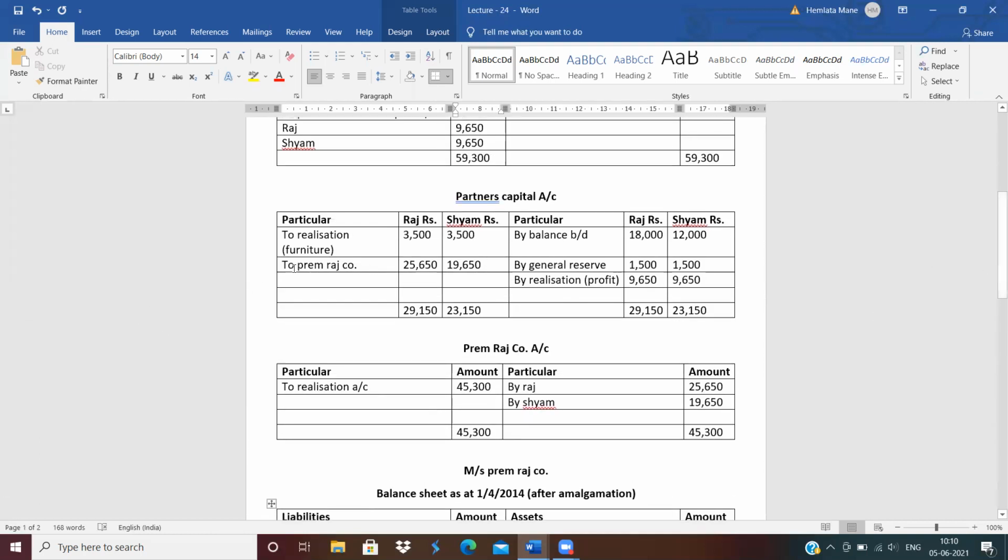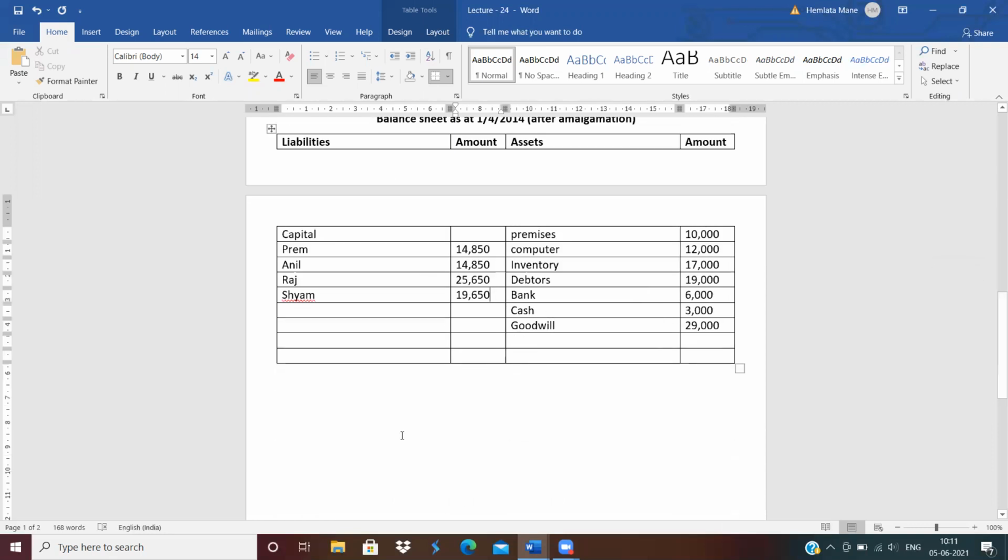Right? See here, partners' capital closing balance, Raj and Sham. So write down the capital balance of these. Okay. Now next is creditors and bills payable, which is already written in the creditors and bills payable.